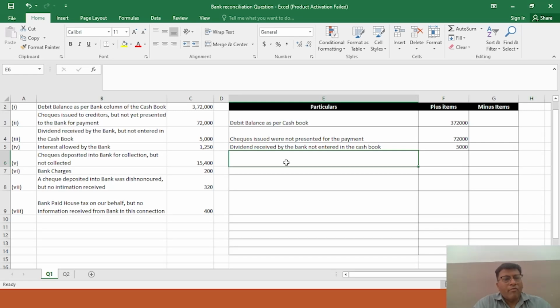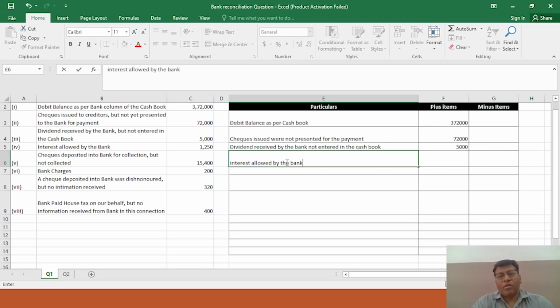And the next item, that is the fourth item, is interest allowed by bank. Again, the income. It means the bank balance is increased by this transaction, so you have to write interest allowed by the bank. Again, this is the same case that you are receiving income through the bank and the bank is crediting your account, but as you were not informed, you are not aware of the particular income you have in your bank account.